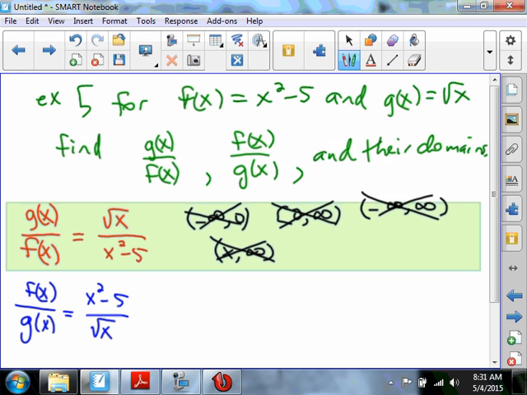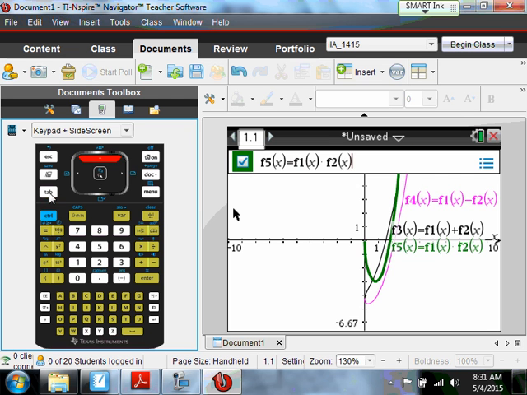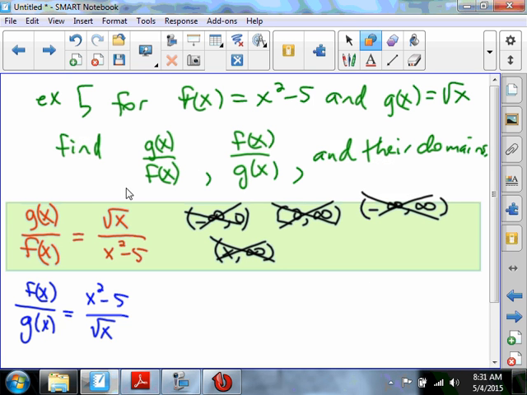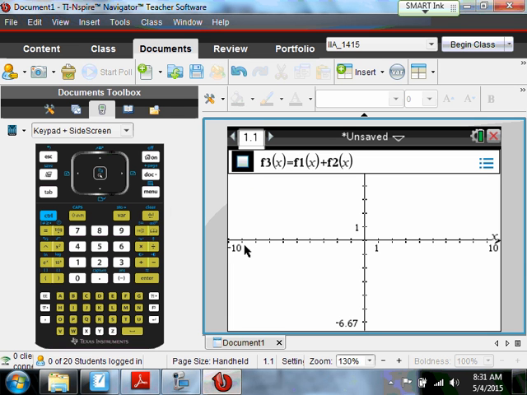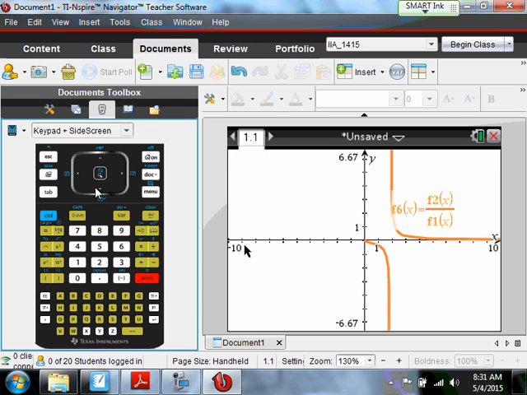Maybe we should look at the graph and see if we can figure it out. So let's go to the graph. I don't want to look at the graphs of everything that I've graphed before. Now my f of x was this x squared minus 5. So in the first one, I want f2 of x over f1 of x. And check that out. That's kind of odd looking.